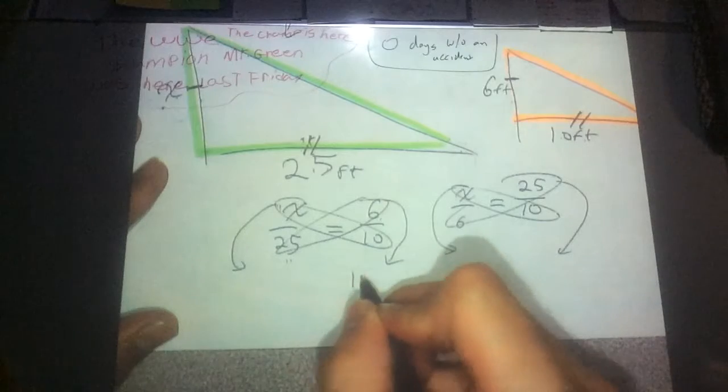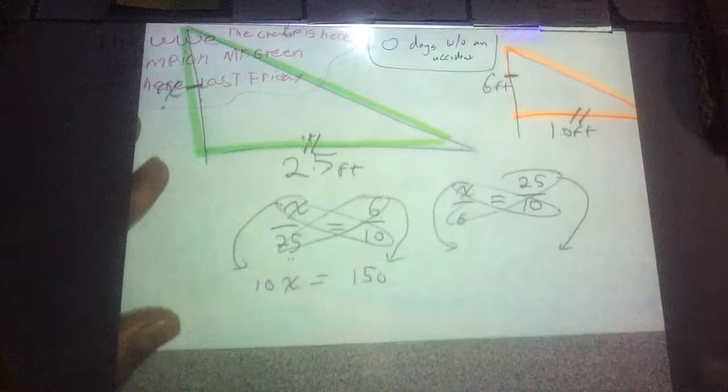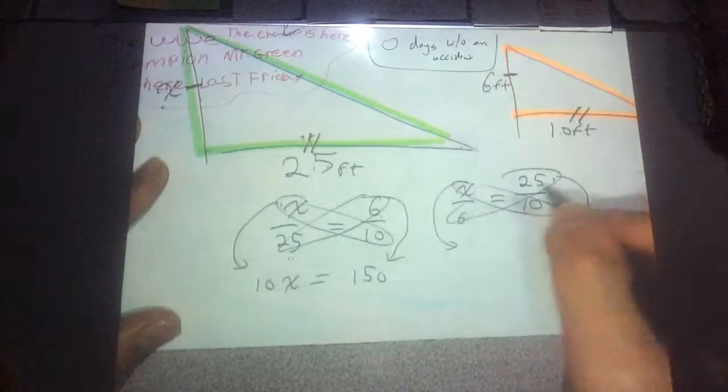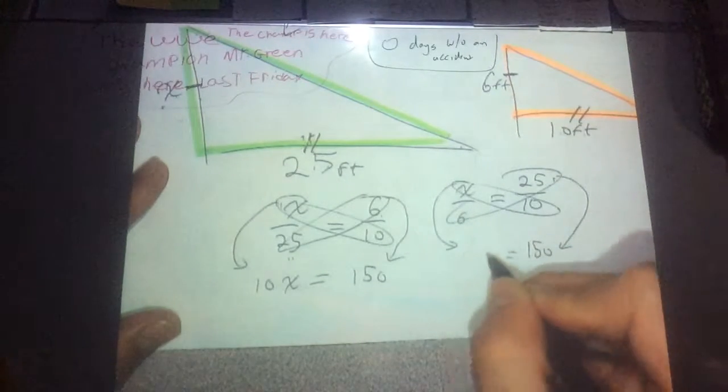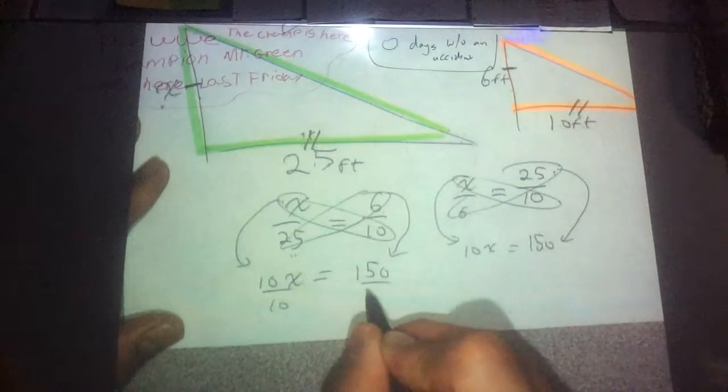25 times 6 is going to be 150, and that's going to be equal to 10x. Here the same thing: 6 times 25, which is 150, and that's equal to 10x as well. Divide both sides by 10.